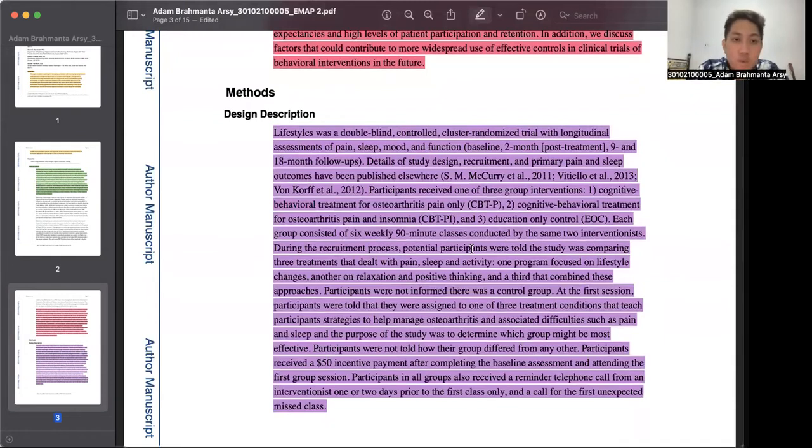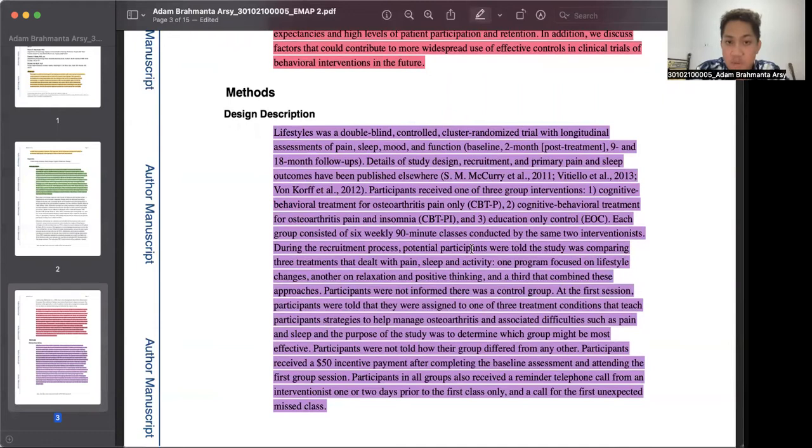And then the methods. The first one is the design description. Lifestyle was a double-blind controlled cluster randomized trial with longitudinal assessment of pain, sleep, mood, and function. Details of study design, recruitment, and primary pain and sleep outcomes have been published, whereas participants received one of three group interventions.